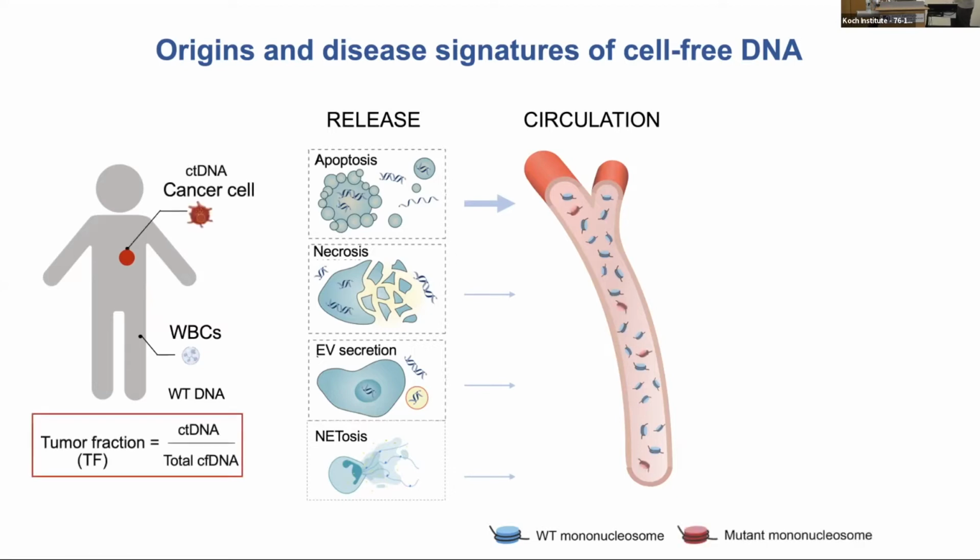However, around 30 years ago, scientists realized that the blood of cancer patients actually also contains tumor-derived DNA fragments, and this really generated a lot of interest. And one specific term I want to discuss here is the tumor fraction, which is the fraction of tumor to total DNA in these samples.